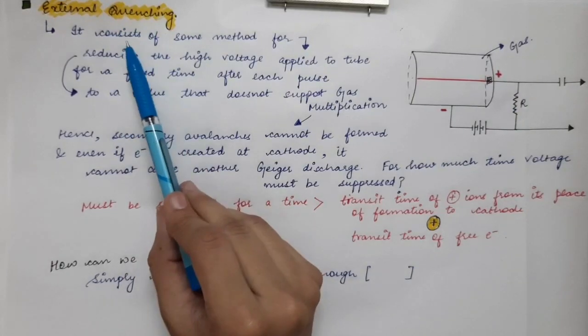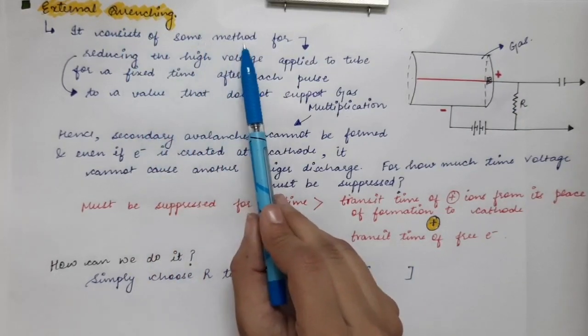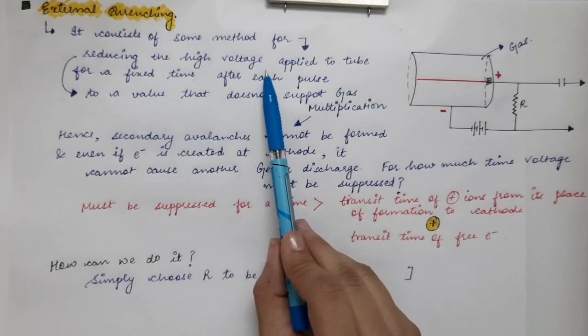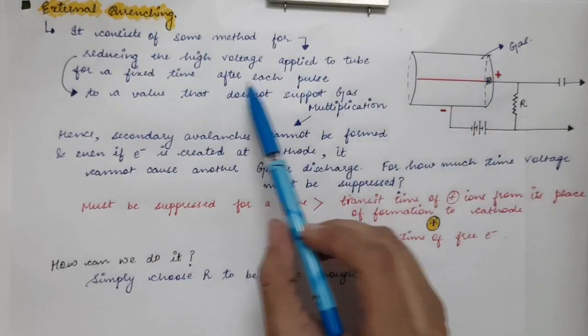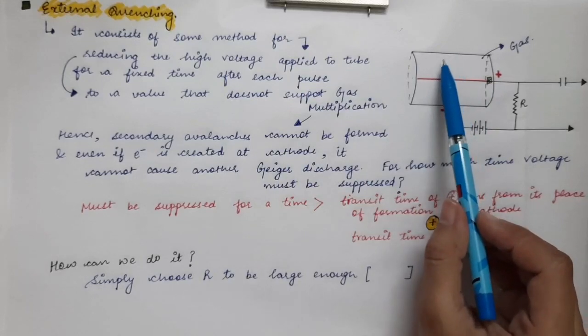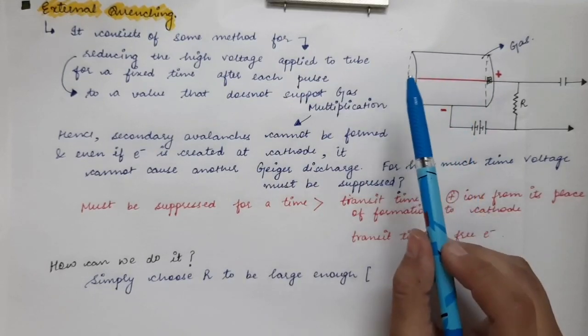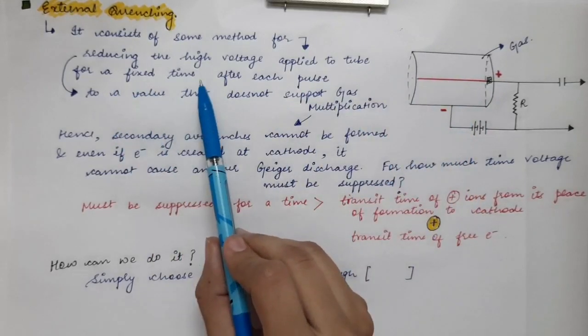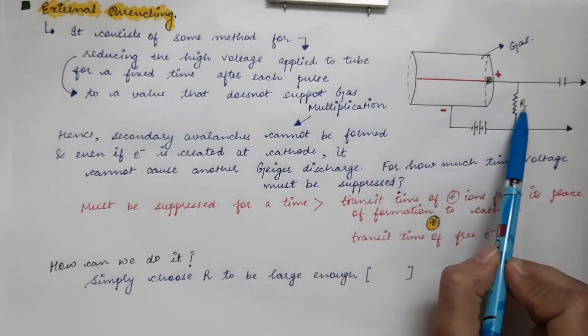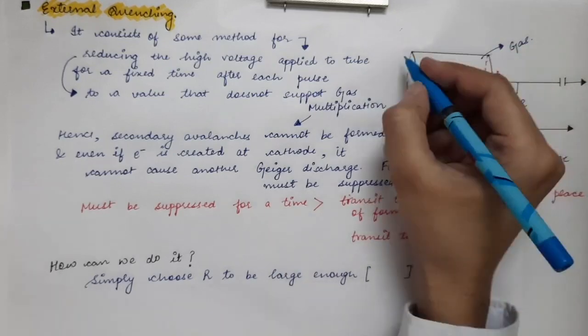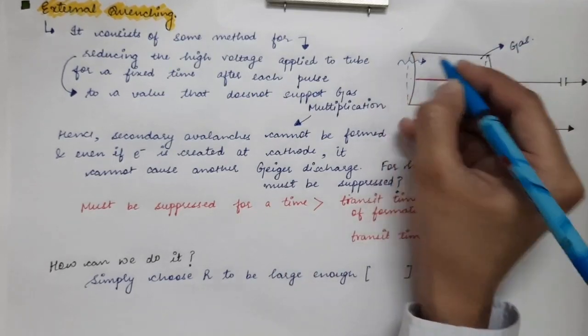So external quenching consists of some method for reducing the high voltage. We reduce the high voltage for some time, and in this case no electron will be released from the cathode wall. So for a fixed time after each pulse, when you have got one pulse across the resistance R, so one ionizing particle enters.